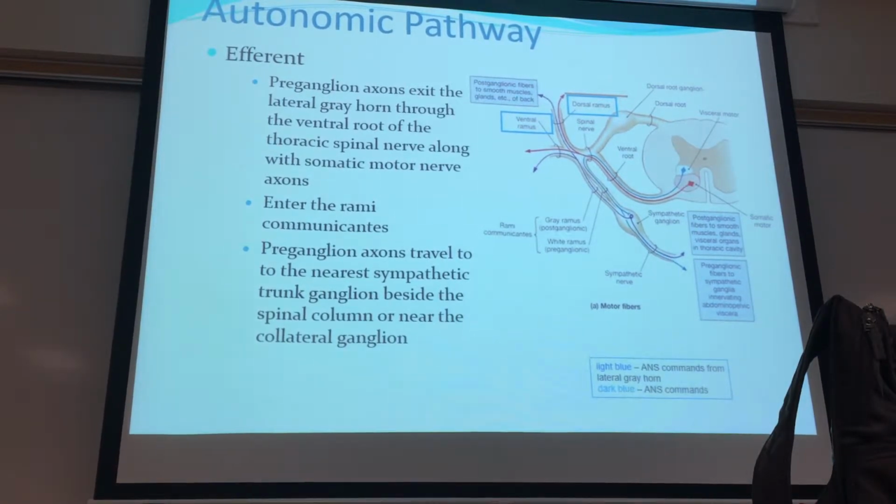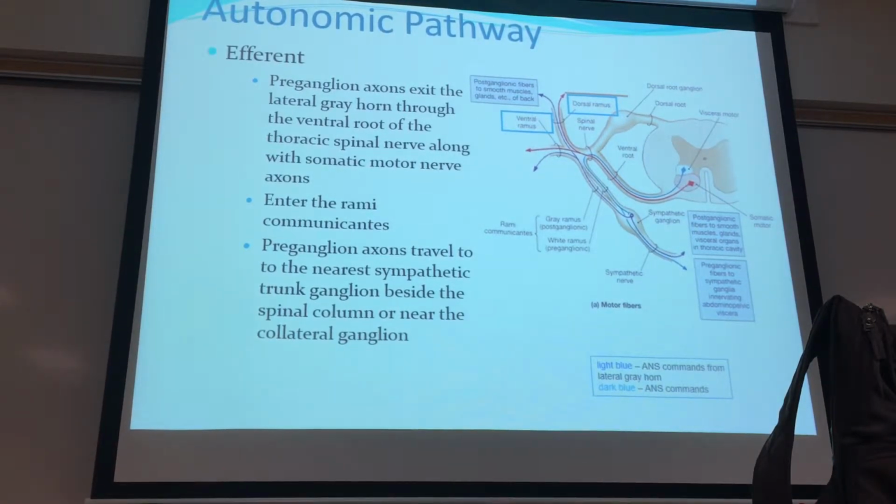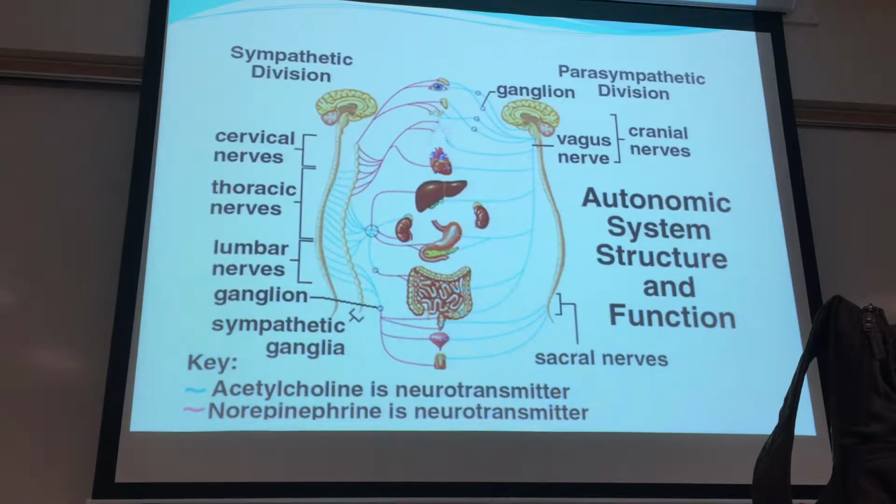So now what we'd like to take a look at is to really compare and contrast visually between the sympathetic and parasympathetic division. Here you'll see sympathetic division to your left and parasympathetic to the right. And at least one of the main differences you can see is where the preganglion neurons target.